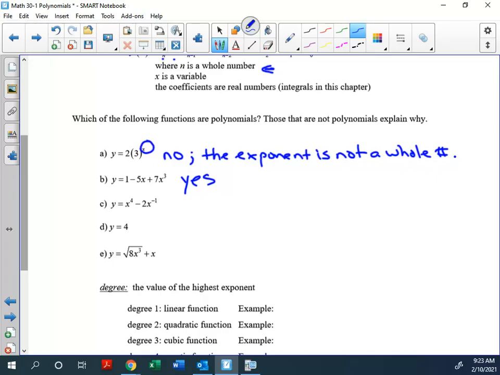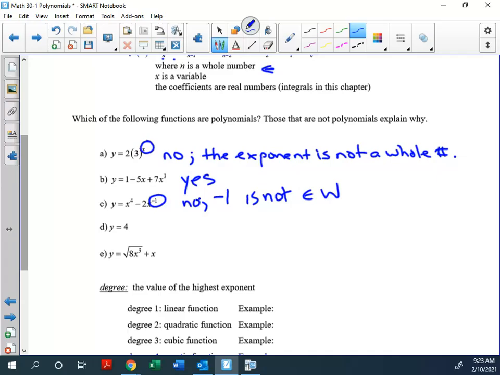Is C a polynomial function? No. Why not? Well, there's the problem. -1 is not a whole number. So no, -1 is not an element of the whole numbers. I'm getting mathy on you because that's the way I do it.